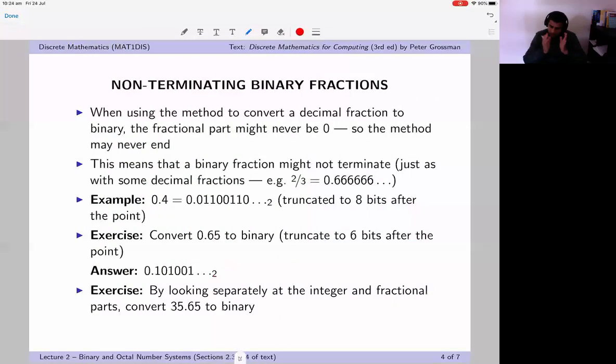All right, so the next exercise is: by looking separately at the integer and fractional parts, convert this number to binary. So 0.65, we have already converted to binary in the above exercise. So we only have to convert this integer part into binary.